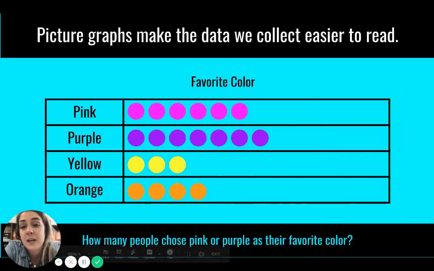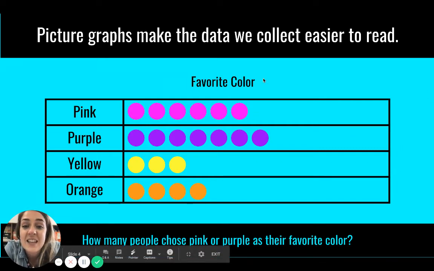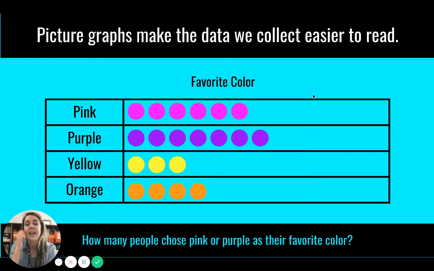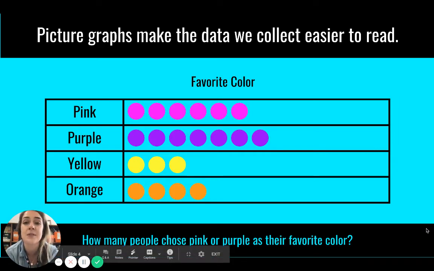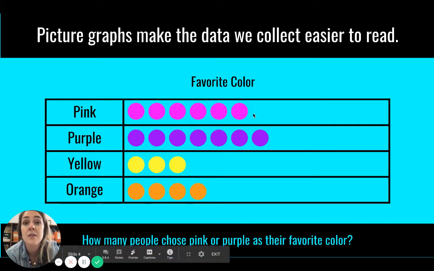So here we go. We're going to look at this picture graph and then we're going to answer some questions because that's why people make graphs, not only to make things easier to read or faster, but also to be able to answer questions about the data or the answers that you say. So I see that the title of my graph is favorite color. So I asked people, what's your favorite color? And these are all the answers I got. Some people said pink, some people said purple, some people said yellow, and some people said orange. And since it was the favorite color, the picture that made sense was that color circle.